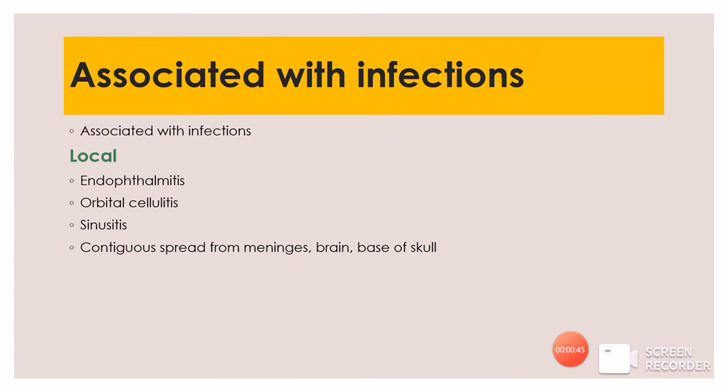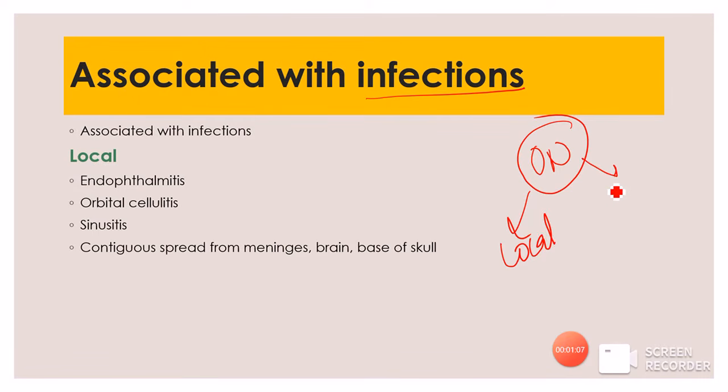Now, as I told you in the pathophysiology, anything which causes breakdown of the blood-retinal, blood-brain barrier will cause inflammation and demyelination. So it is very obvious to think that optic neuritis can also be caused by certain infections, and these can be both local infections and systemic infections.